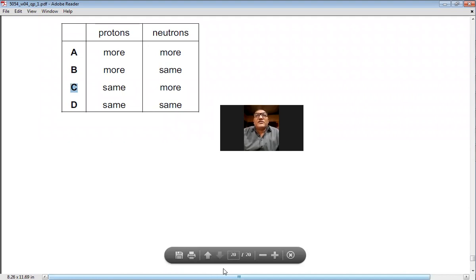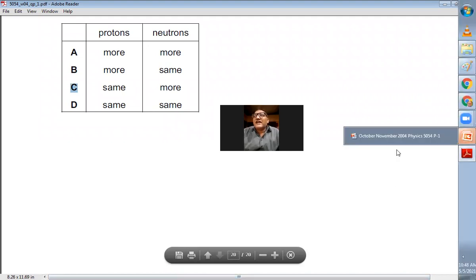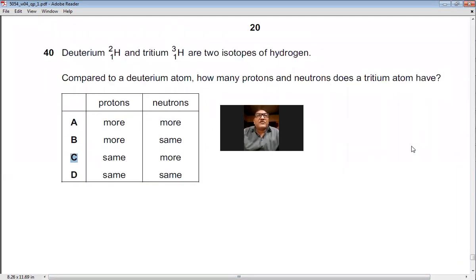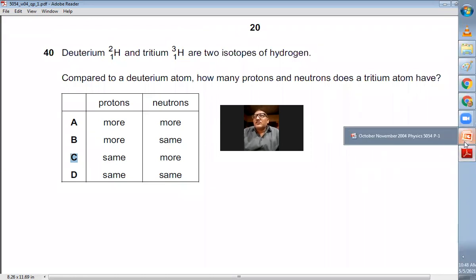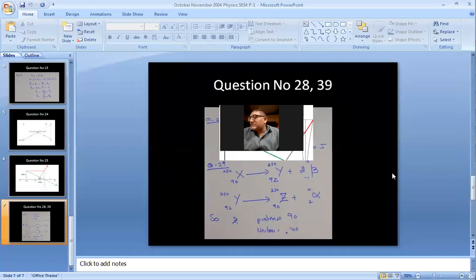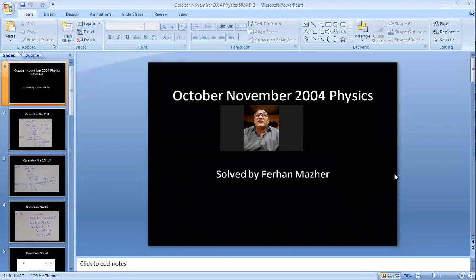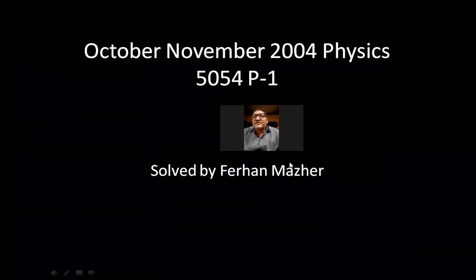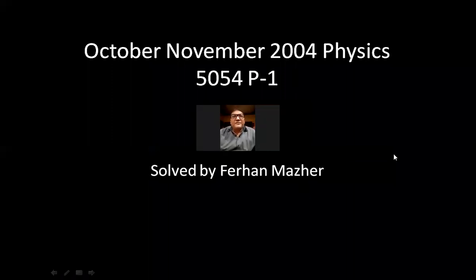So by doing this, we have reached the end of this paper. This paper has 40 questions. So my dear students, today we have done Super November 2004, Physics 5054, paper 1. And this was an MCQ paper. I hope that this paper will make your concepts more clear.